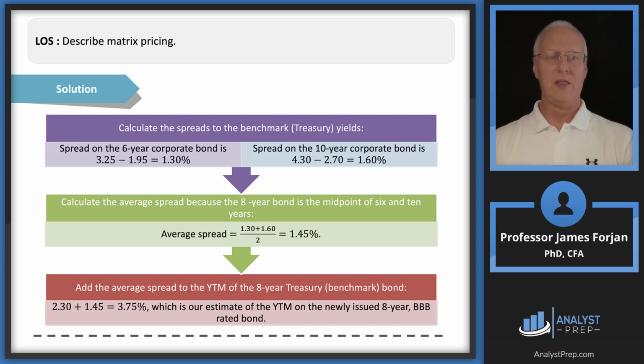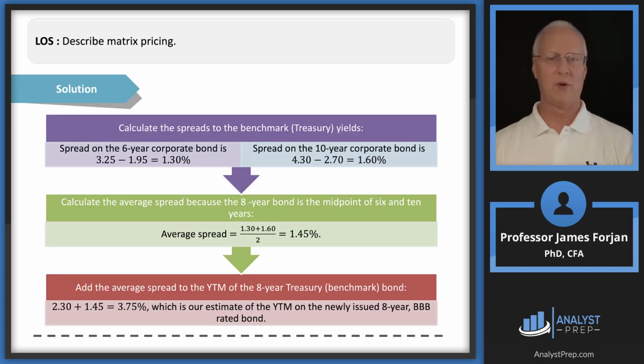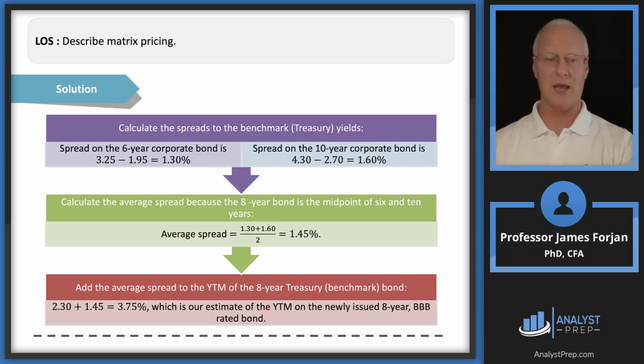So what are we going to do? The spread on the 6-year and the spread on the 10-year. So the 3.25 minus the 1.95, and the 4.3 minus the 2.7. That's just back in the first 2 bullet points and the second 2 bullet points, and then take an average. So 1.3 and 1.6. There's the 1.45, and that's the average spread. But then we need to drop to the bottom bullet point. There's the 8-year U.S. Treasury bond, with a yield of 2.3. So we're going to add our average matrix pricing spread of 1.45. So 3.75. There's our estimate.